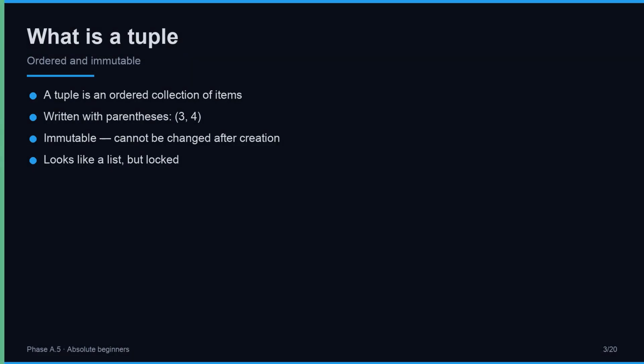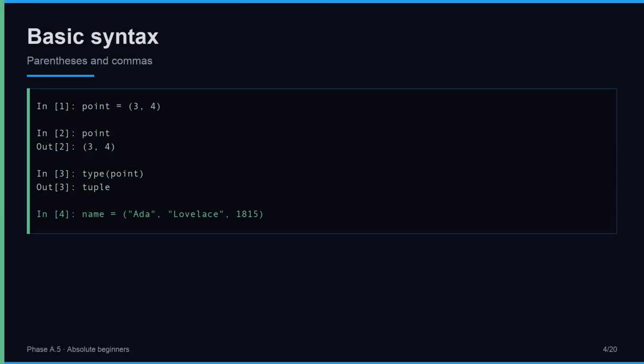A tuple is an ordered collection of items, written with parentheses. 3, 4 inside round brackets. That is a tuple. Two key ideas: ordered, the items have a position, first and second. And immutable, once created, the tuple cannot be changed. You cannot add a new item. You cannot remove one. You cannot replace an item with another. It looks like a list, but it is locked. Ordered and locked.